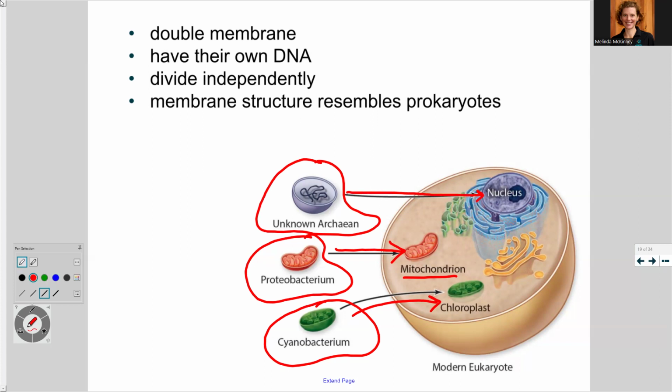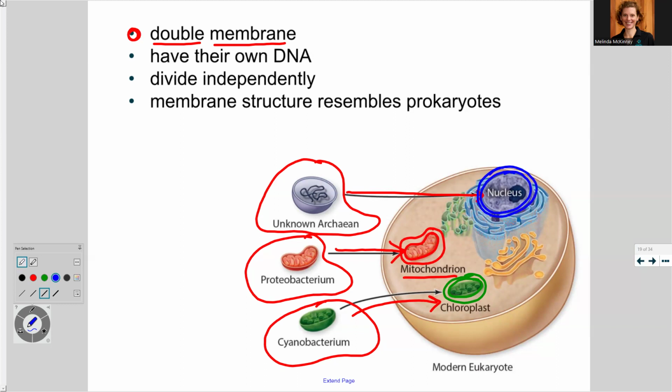So evidence for this that I'd like you to know, all of these organelles have double membranes. So the idea is it actually has the membrane of the original organism, and then when it was engulfed, that engulfing process put it in a second vesicle. So there's two membranes for the mitochondria, there's two membranes for the chloroplast, and the nucleus itself has two membranes. So that's all evidence for endosymbiotic theory.